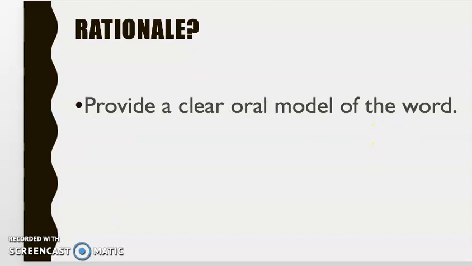And again, we need to provide a clear oral model of the word. And this is just because the students need to hear the pronunciation of the word before they can repeat it, right? And remember that by doing that, you're covering pronunciation. It's important to tell the students where the stress of the word falls, too.